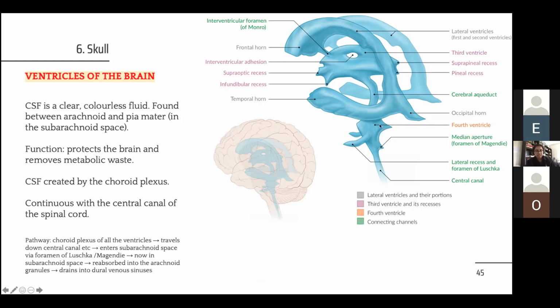It can also leave the ventricular system through the foramen of Luschka, which is over here. So it goes out through the foramen of Luschka into the subarachnoid space. This is why the subarachnoid space also has CSF. So it goes through the subarachnoid space and then covers the outside of the brain. So that's how it can protect the brain from the outside. And then after it's done going through the subarachnoid space, it leaks back through the arachnoid granules into the dural venous sinuses and then gets recycled back into the circulation.